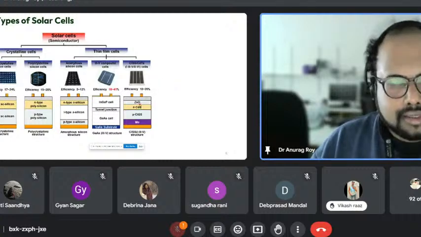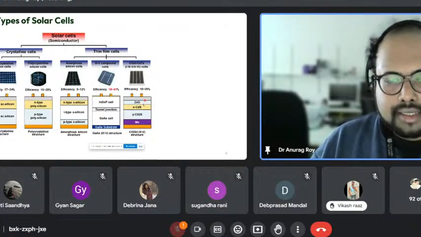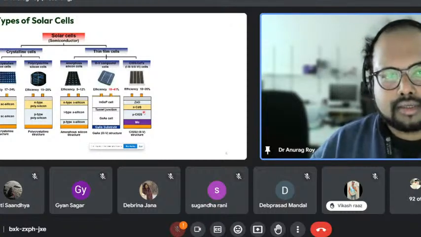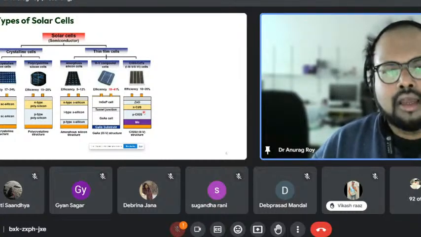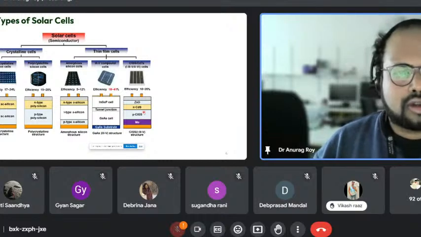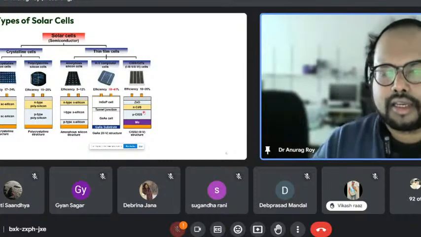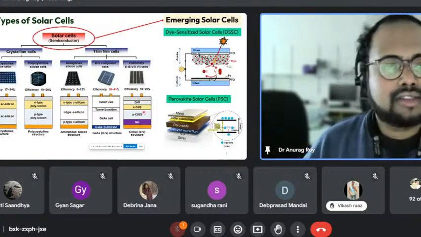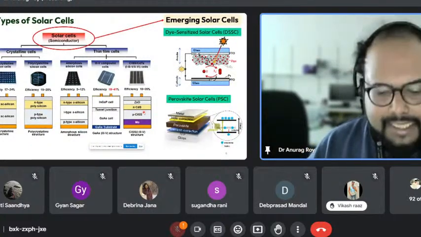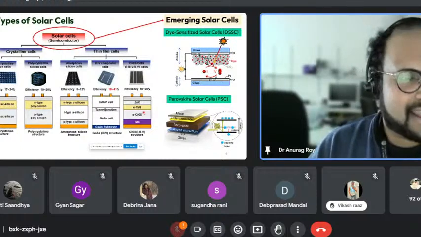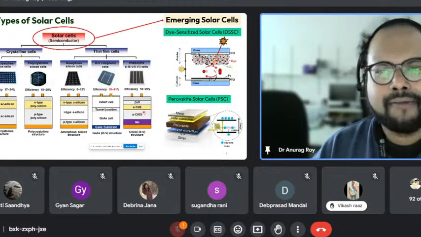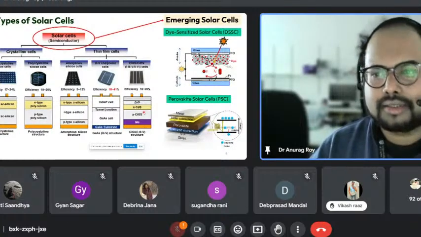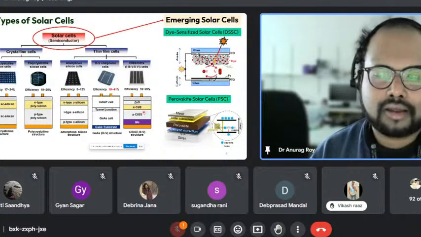Once the incident light falls here, the same thing happens: P-type, N-type, the electron gets excited and makes an exciton, electron-hole combinations, and then the electricity generation starts. But now there are new types of emerging solar cells that we can easily make at home, or probably in a lab, in a college or school level lab. These are called emerging solar cells. One is the dye sensitized solar cell, in short DSSC. Another is the perovskite solar cell, or in short PSC.